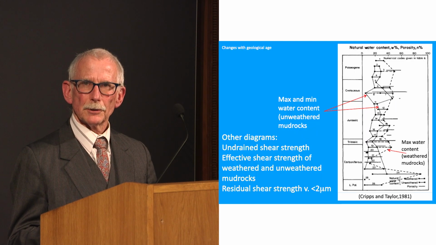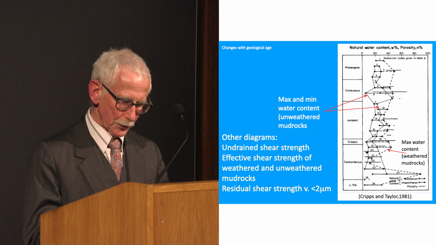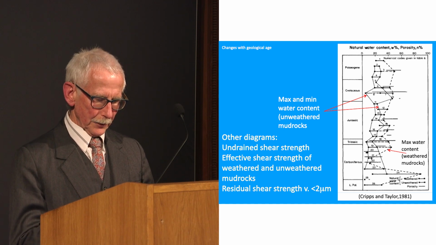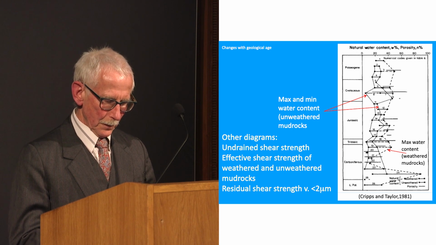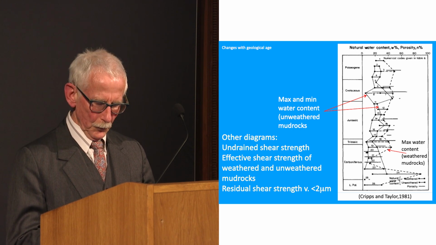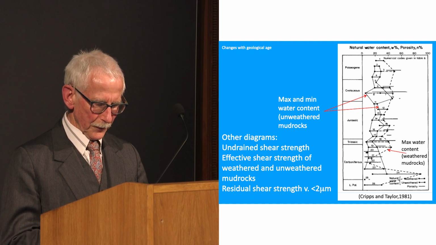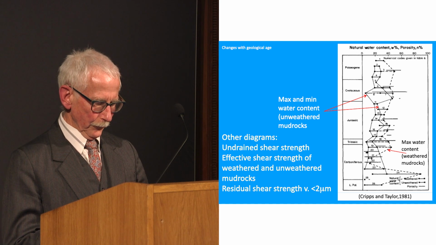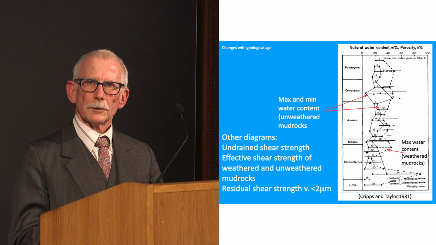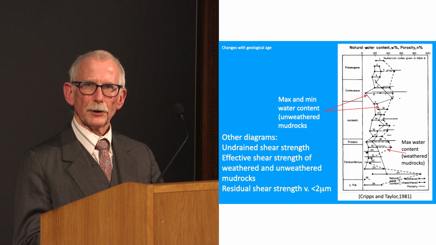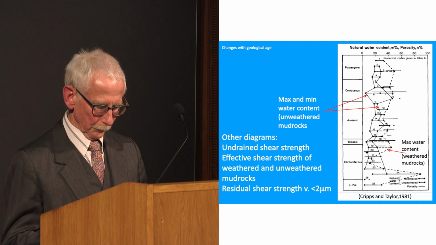Further compilations, this is one of the graphs from the paper showing water contents for weathered and unweathered mud rocks and mud rocks of increasing age. Perhaps a trend of decreasing water content with geological age in the minimum water content for unweathered and the maximum value for weathered mud rocks can be discerned. The unweathered materials are shown with the solid line, and the weathered materials are shown with the dotted line.